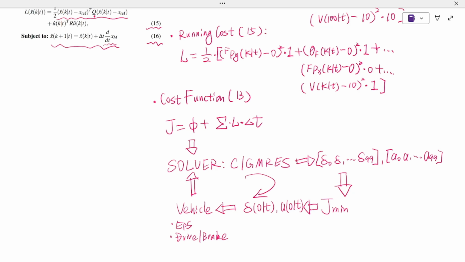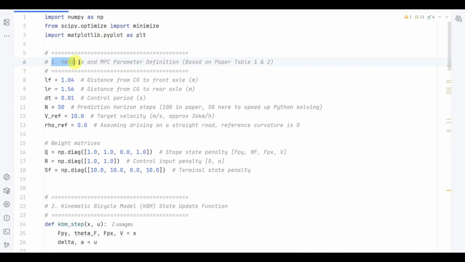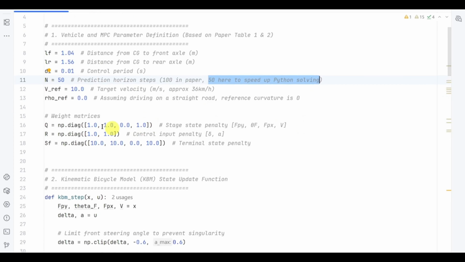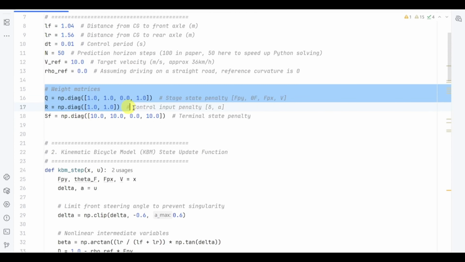That covers the basic principle of integrating the KBM into MPC. Now, let's take a look at how to implement these principles using Python. The first part is the vehicle and MPC parameter definition. And note here, n equals 50. In the paper, the n is 100, but we use 50 here to speed up Python solving. And note this part: these Q, R, SF matrices are the weights.